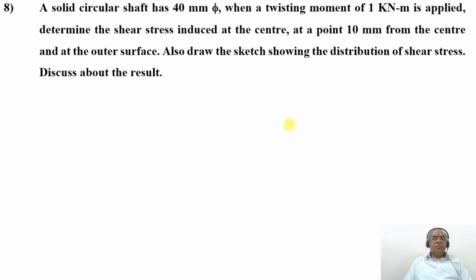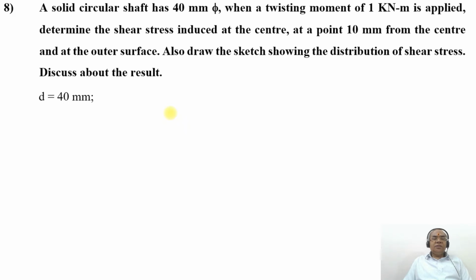Now, we're going to take up one more problem on shaft. The problem number 8 reads: a solid circular shaft has 40 mm diameter. When a twisting moment of 1 kilonewton meter is applied, determine the shear stress induced at the center, at a point 10 mm from the center, and at the outer surface. Also, draw the sketch showing the distribution of shear stress and discuss the result. So this is the problem given to you.